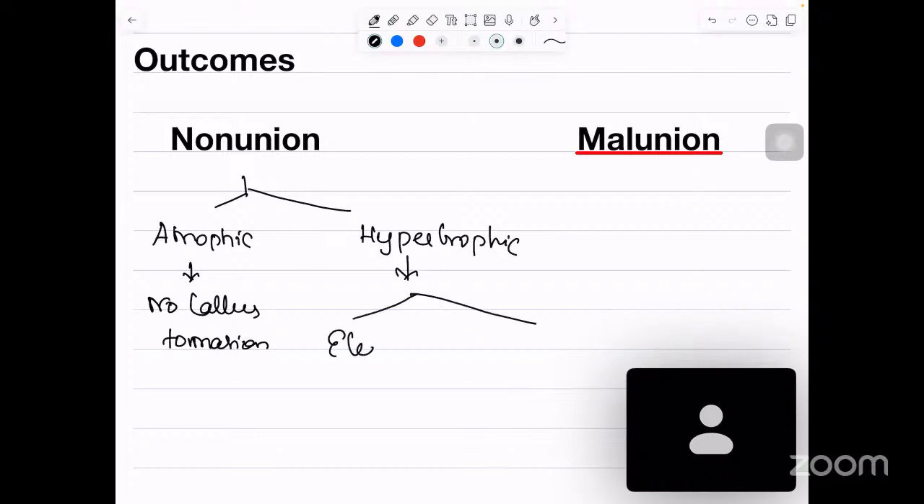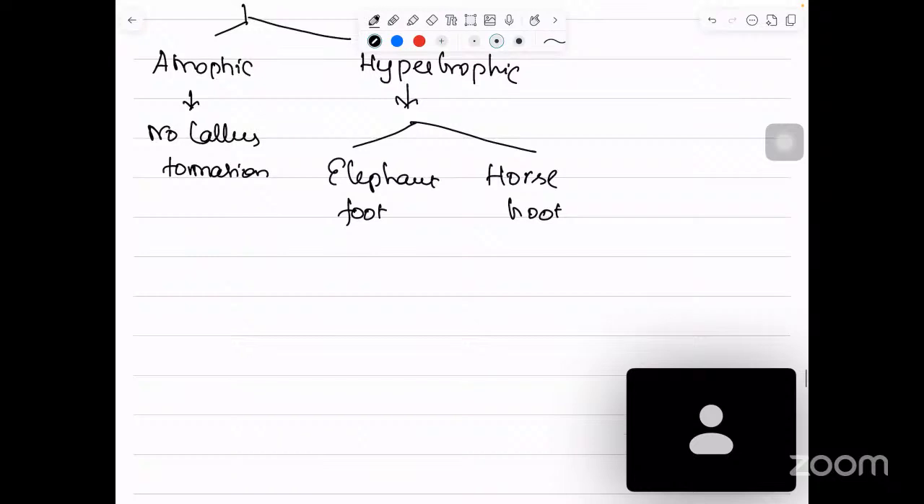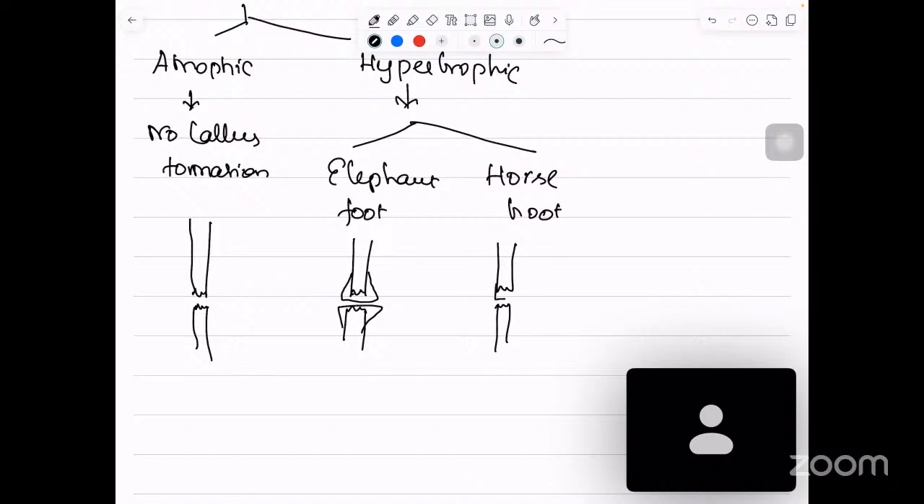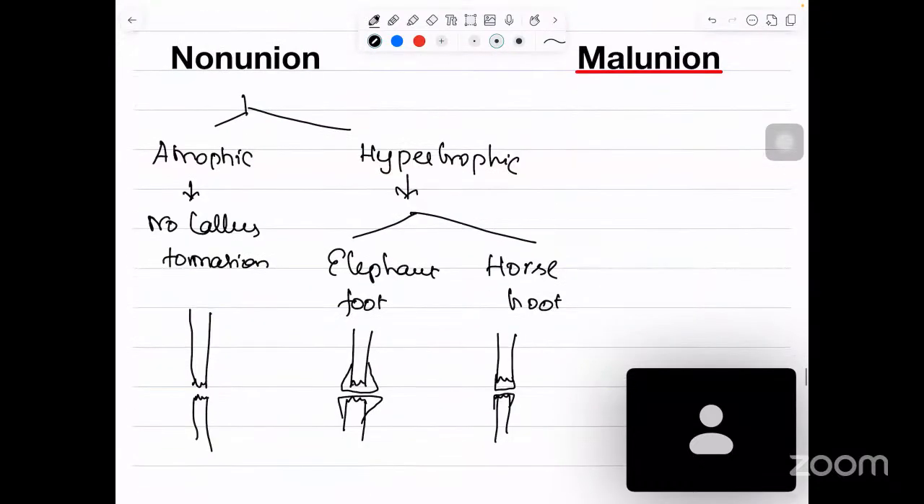It is of two types: elephant foot and horse foot. That means here the fracture ends will be exposed. That's it in atrophic. In elephant foot, the fracture fragment will be like this, but the callus will be like this. In horse foot, it will be more like this. Now, can you see why it's known as horse foot and elephant foot? Okay. What is the treatment for non-union?